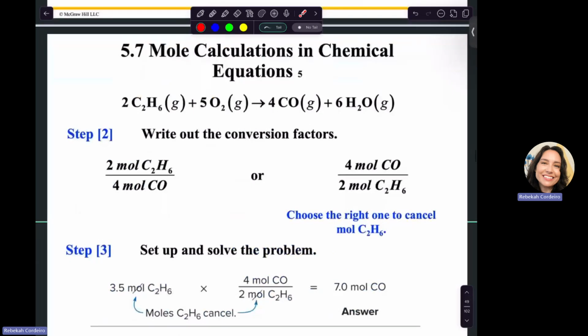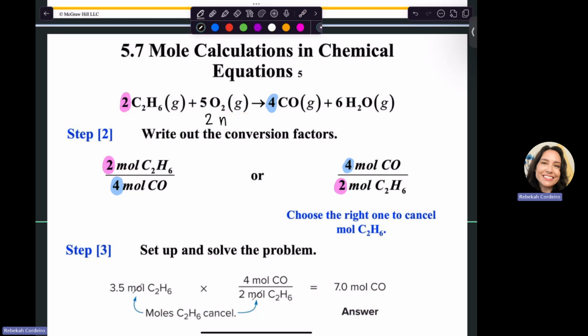So as you see here, we have mole conversions, the 2 in front of C2H6 and the 4 in front of CO. And we can write that in either way, right? We can choose, if we have an equality, the equality would look like this. It would be 2 mole of C2H6 equals 4 mole of CO.